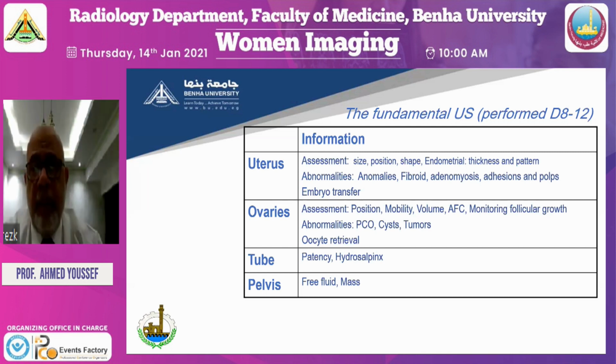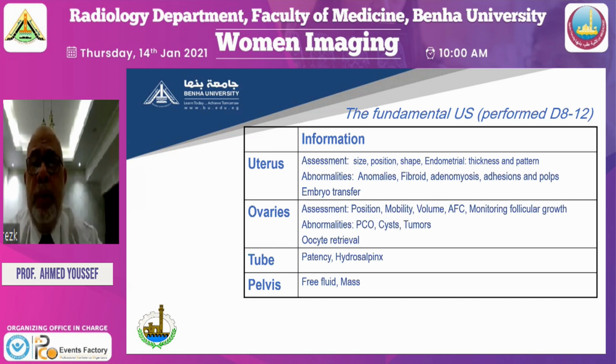As regarding the ovaries, it is used for assessment of the position of the ovary, its mobility, volume, antral follicle count, monitoring of the follicular growth, and in diagnosis of polycystic ovarian disease, the sonographic picture of polycystic ovaries, the presence of ovarian cysts or tumors. And also it can be used during the course as oocyte retrieval, as I will show you in a small video later on. The fallopian tube: we could diagnose the patency or diagnose the presence of hydrosalpinx. In the pelvis, the presence of free fluid or masses in the pelvis. This is the panorama for the use of the ultrasound.